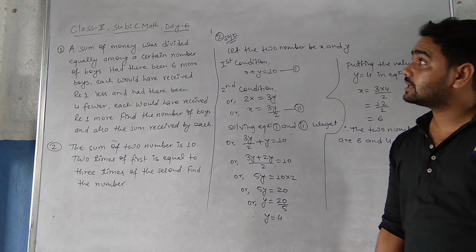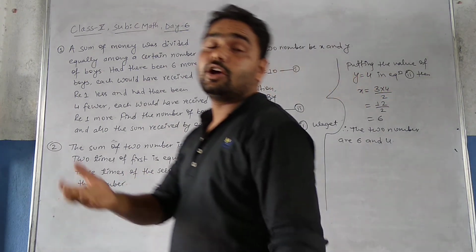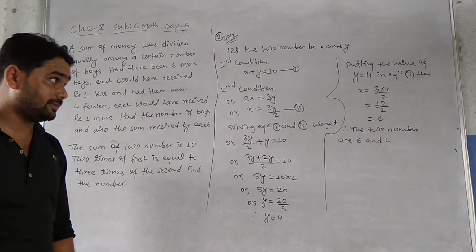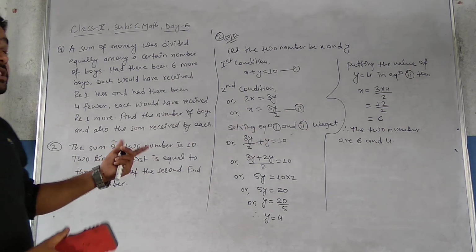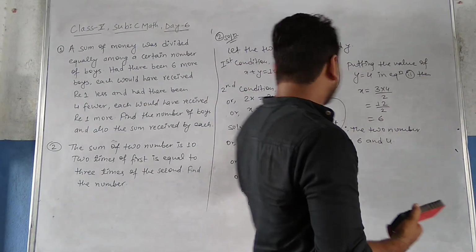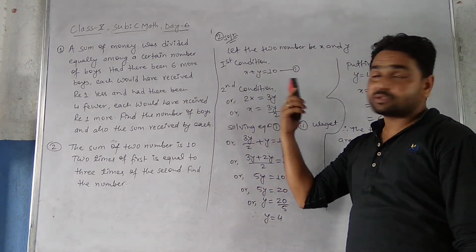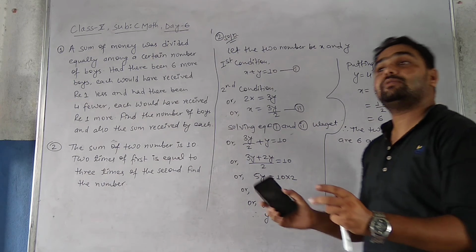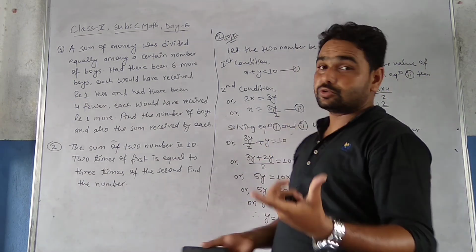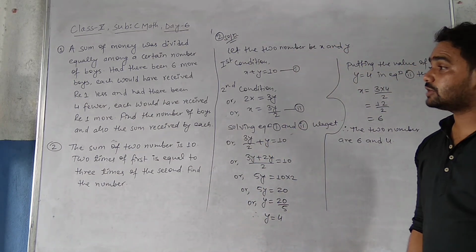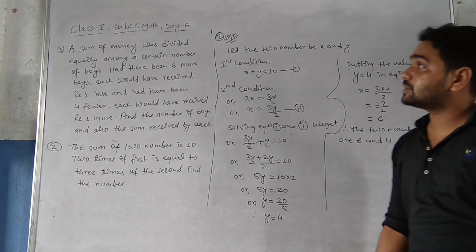And in the next classes we will start the quadratic equation. They are of the same type, but here there is addition and subtraction like that, whereas in the quadratic type we give the two roots, that is two values, and on the basis of that we will do. This was for today.